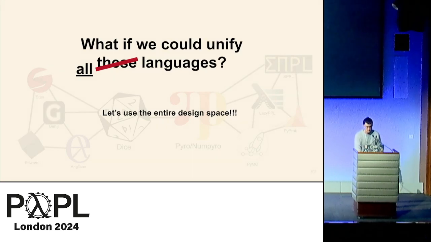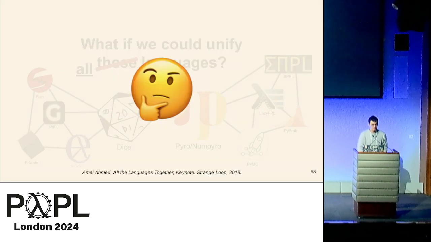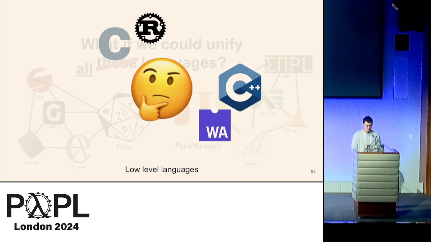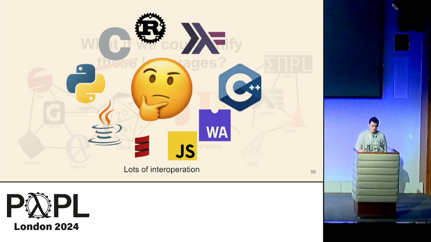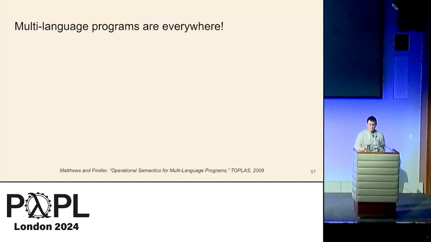So you might think, this all seems a little familiar. I can already write code in a low-level language when I need something fast, and I can already call it from a high-level language, which is what most of us like to program in. And there's already a lot of interoperation happening. So it turns out that multi-language programs are already everywhere.